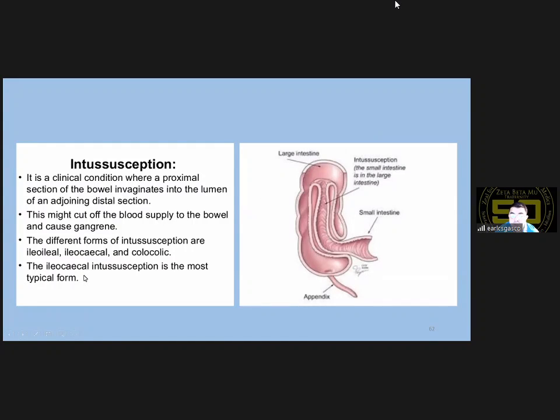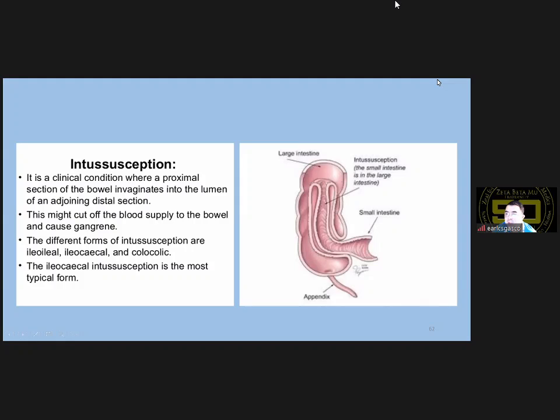However, iliocecal intussusception is the most typical form. As I mentioned earlier, Meckel's diverticulum could become the lead point that causes the proximal bowel to invaginate inside the larger distal bowel. Okay. Are we clear with intussusception, guys? Yes, po. Okay, so last few slides only.